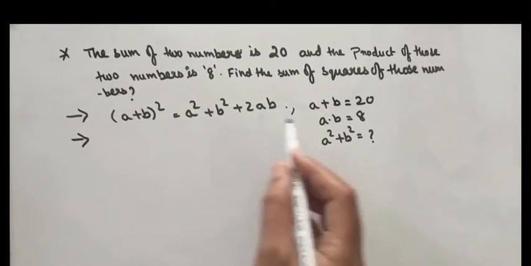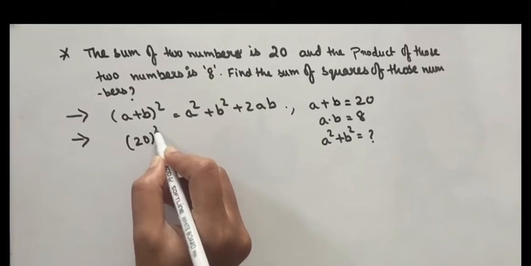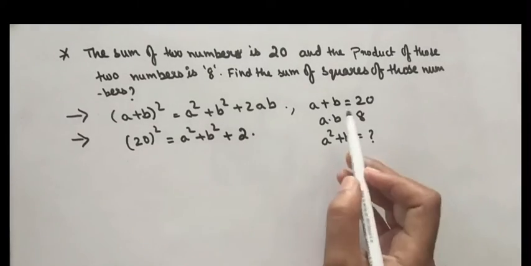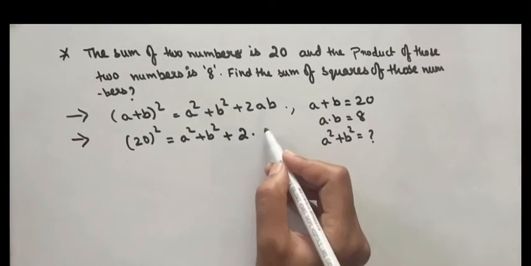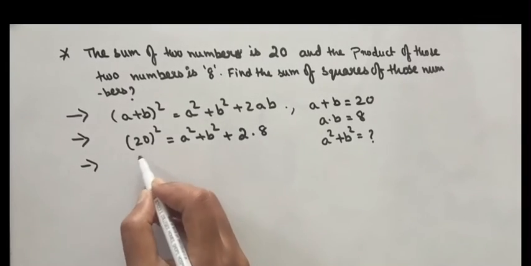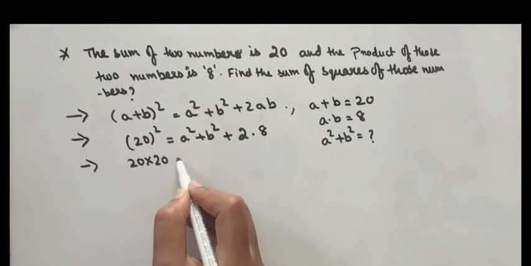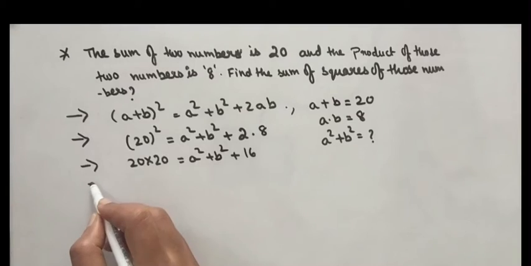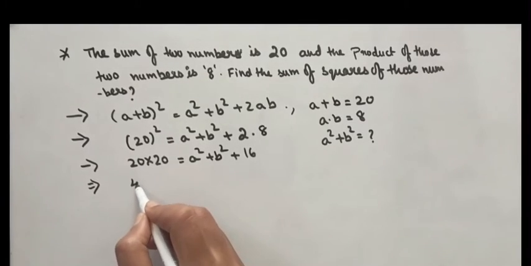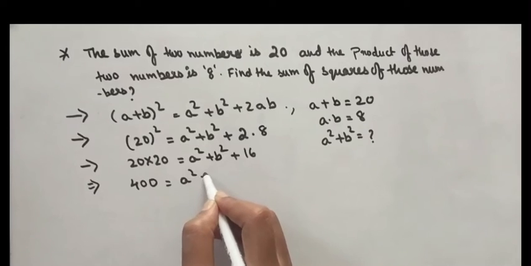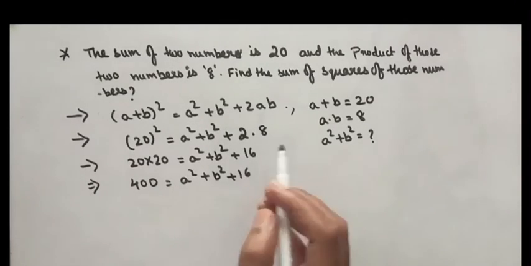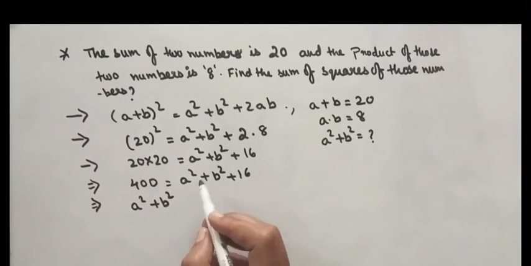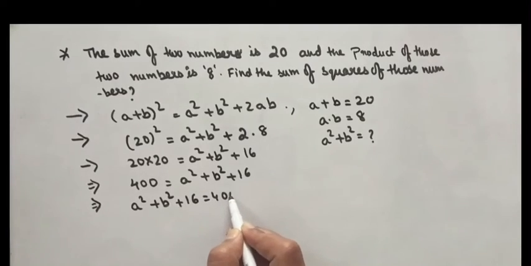Now let us apply the formula. A plus B is how much? 20. 20 square equals to A square plus B square plus 2 into the value of AB, which is 8. 20 square means 20 into 20. 2 into 8 is 16. 20 into 20 is what? 400 equals to A square plus B square plus 16.